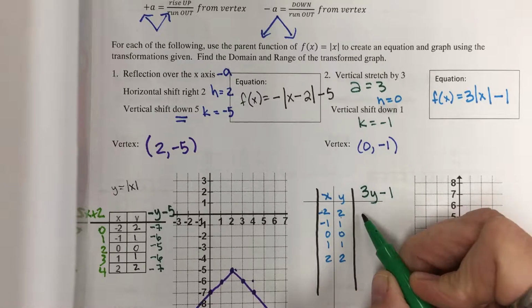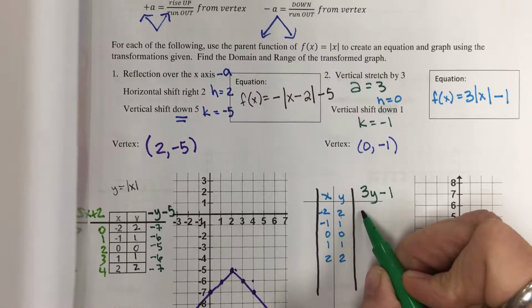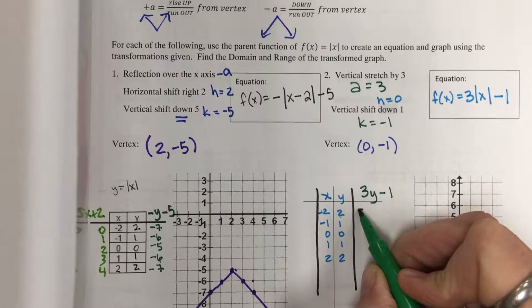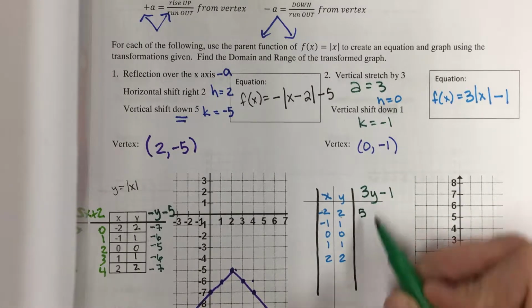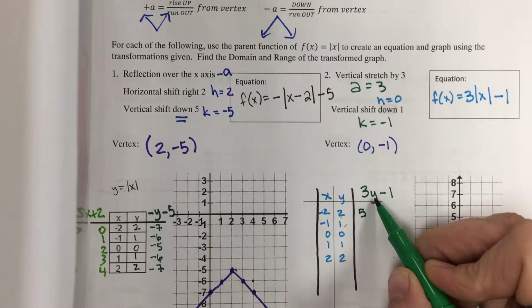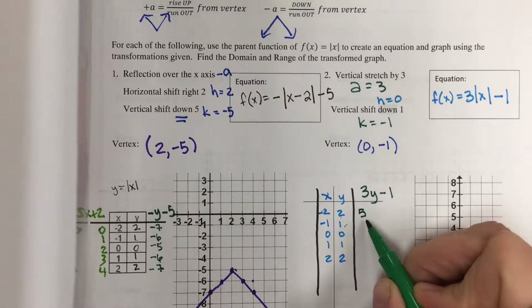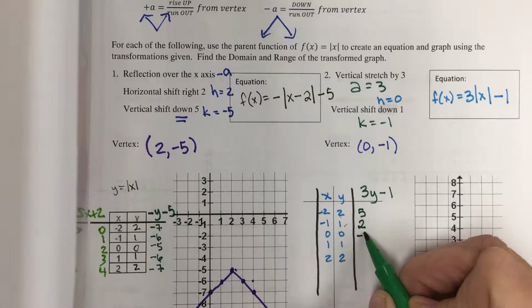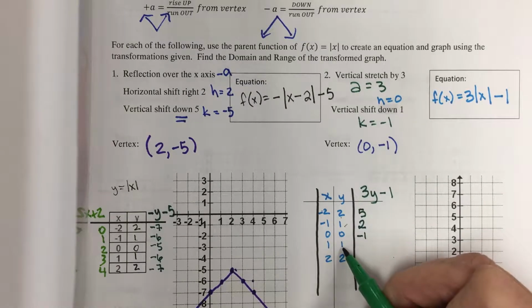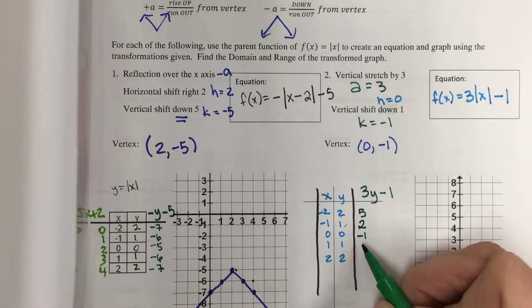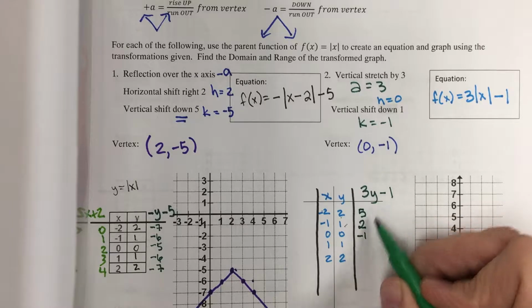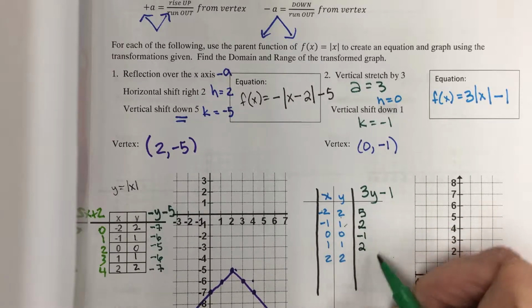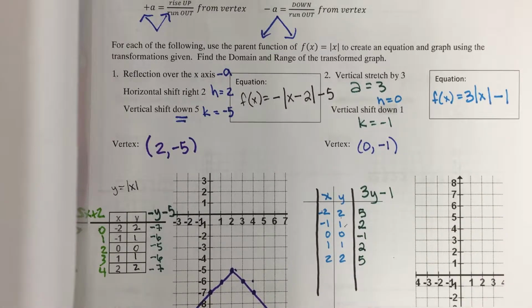So 2 times 3 is 6, minus 1 is 5. Then 1 times 3 is 3, 3 minus 1 is 2. 0 is so much easier. Then you plug in this. Oh, but this is reflecting, so shouldn't it be the exact same? So this should be 2 and this should be 5. And then I graph my pretty graph.